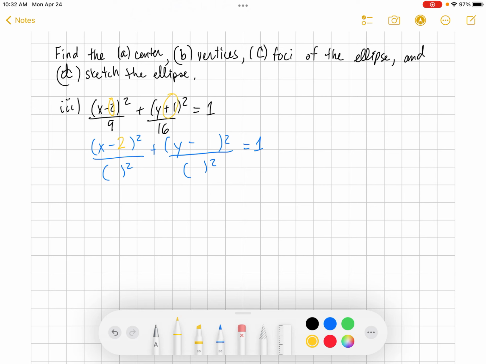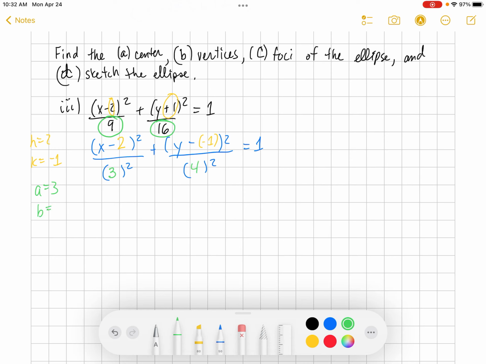Okay, the first blank, I'm going to have a 2. And notice since I have a plus 1 after the y, I have to do a minus and negative 1. So you can see my h is 2, my k is negative 1. Now on the bottom, I want to figure out, what squared gives me 9? Well, that would be 3. So my a is 3.